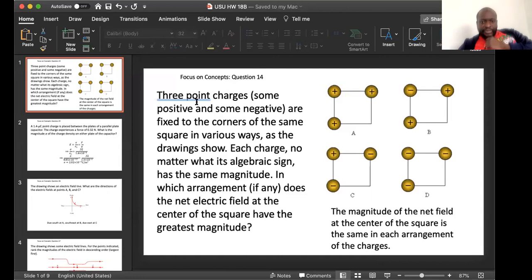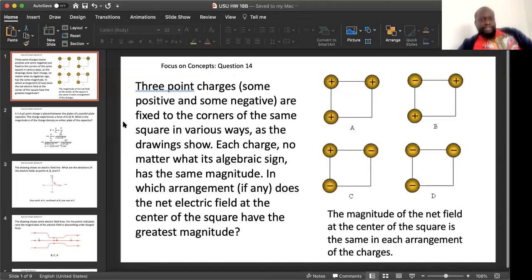The first problem, as you guys can see here, let me make this bigger. It says three point charges, some positive and some negative, are fixed to the corners of the same square in various ways. As the drawings show, each charge, no matter what its algebraic sign, has the same magnitude. In which arrangement, if any, does the net electric field at the center of the square have the greatest magnitude?